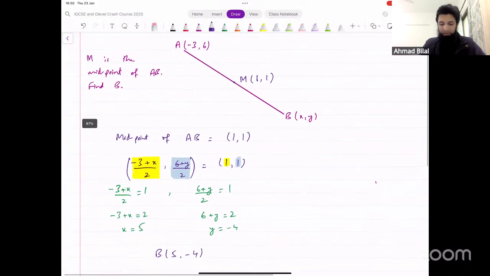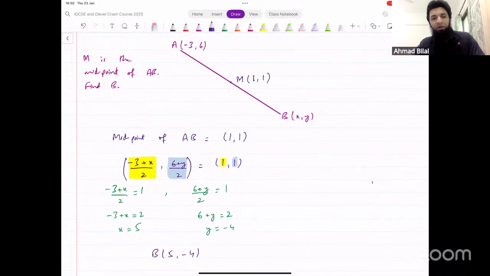All right. This is one idea. This is one way to find this missing point. Okay. But it requires you to solve some equations like this. That is one possibility. Okay.